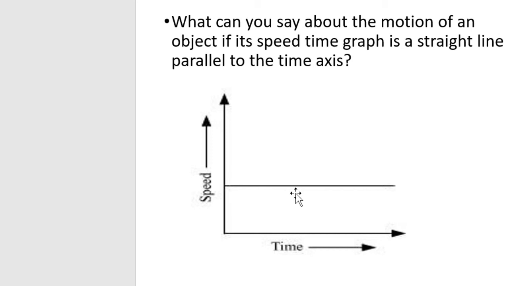Now there's another graph that I'm showing you. The graph is the same, but the only difference is that right now I'm showing you speed on the y-axis and time on the x-axis. Now how do you read this? What does this graph tell you? These graphs are very important. Please make a good note of all these graphs and what they talk about.